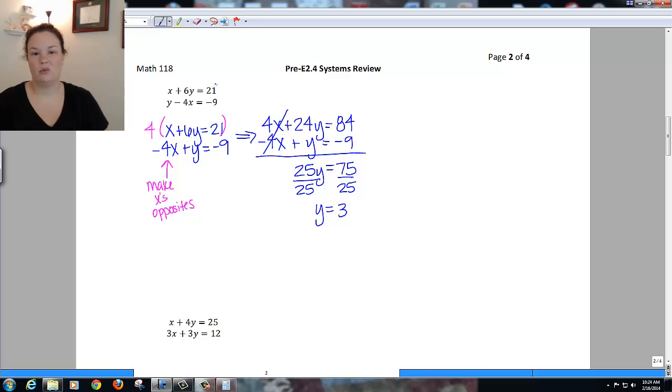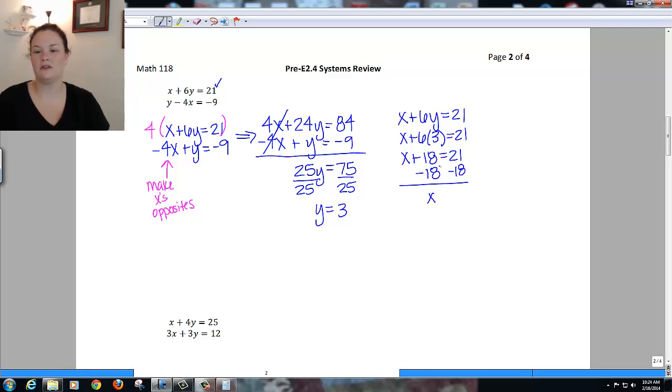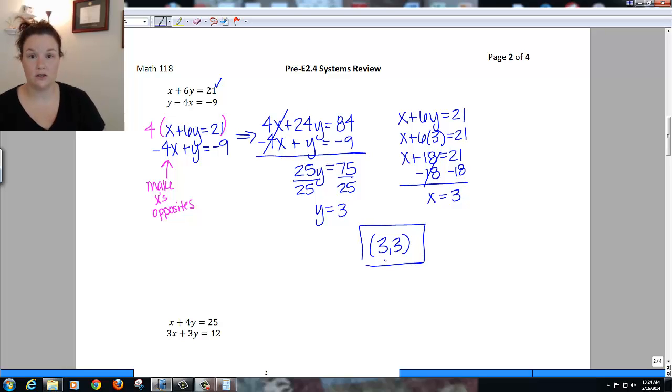Okay, it doesn't matter which one you plug it into. I'll go ahead and plug it into the top one because I'm solving for x, and here x is pretty much simplistic on that one. So I have x plus 6y is equal to 21. So I do x plus 6 times y, which I know to be 3, is equal to 21, which means that x plus 18 equals 21. And when I move my 18 to the other side, that means that x equals 3. Okay, so the ordered pair that solves this system is the point (3, 3). Make sure you write your answer as an ordered pair.